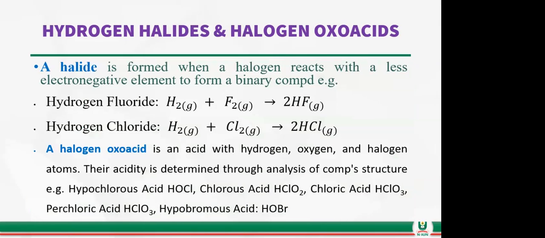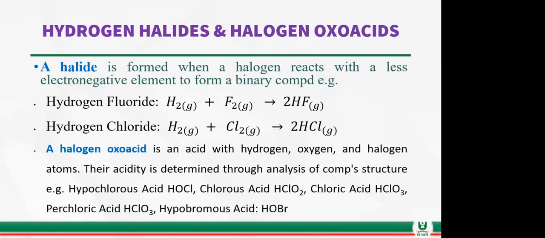Hydrogen halide and halogen oxoacid. These are two major ones, apart from all the general reactions that we have cut across when we are dealing with other group metals when they are treated with halogen. So we are saying, what are the other specific things that halogen can form? We have the hydrogen halide and we have halogen oxoacid.